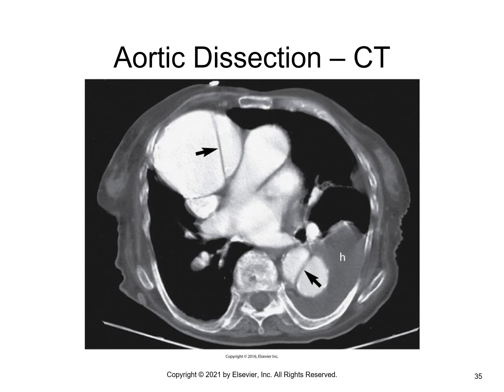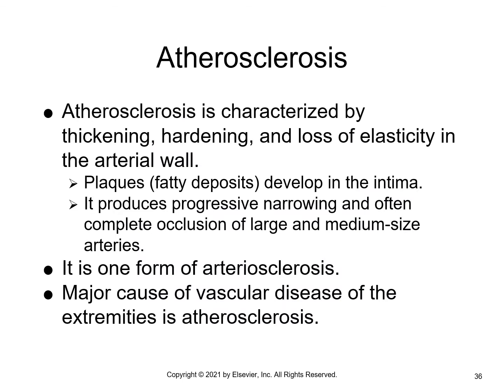So here's an example of a dissection. So here's the heart, here's the aorta, and you see a huge dissection here. This is the dissection of the aorta back here. And then obviously there's some bleeding out into the space. So this is a hematoma, or blood collection external to the aorta itself.